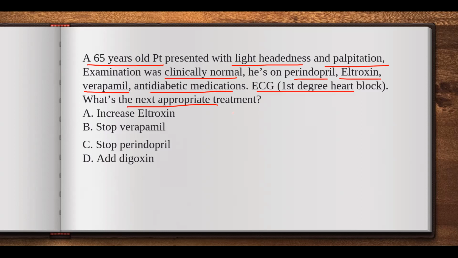So what do you think you want to give to this patient, or what do you want to do? L-thyroxine is thyroxine, okay? So the options: increase L-thyroxine, stop verapamil, stop perindopril, add digoxin. Digoxin is given already. So you got ECG and you got first-degree heart block. We don't give any rate-limiting medications in someone who is having heart block. Always stop the drug which can reduce the heart rate in a heart block patient. On top of that, this patient is having lightheadedness and palpitations also. So what you want to do is stop verapamil in this patient.